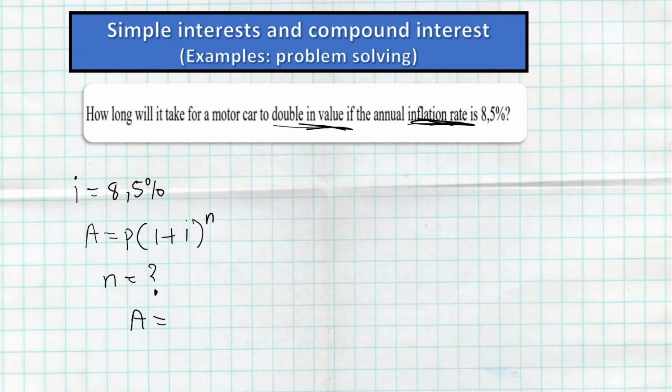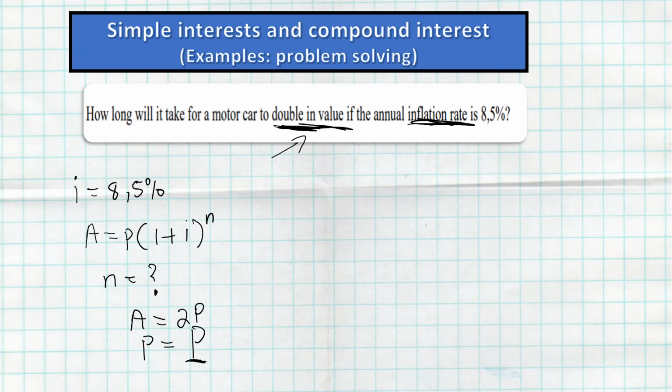So I can let the initial amount be x. Then my accumulated amount, I'm told it doubles in value, so it will be 2x, because the initial amount is x. Or sometimes if x can confuse you, the initial amount is p. I don't know it, but I just want to know how long it will take to double in value. So our A will be 2p, because we are doubling the initial amount.